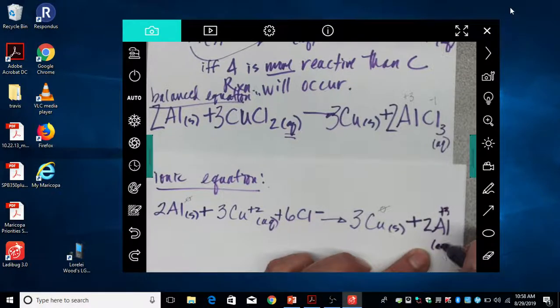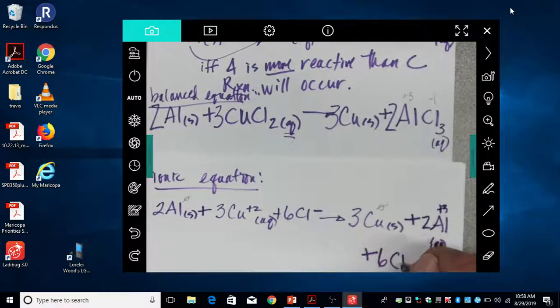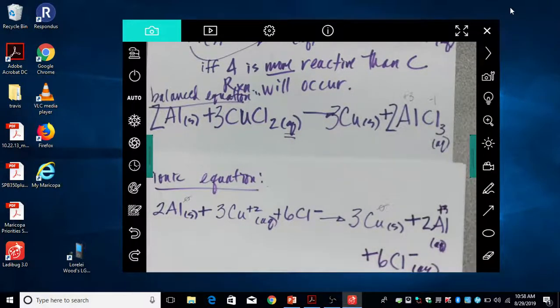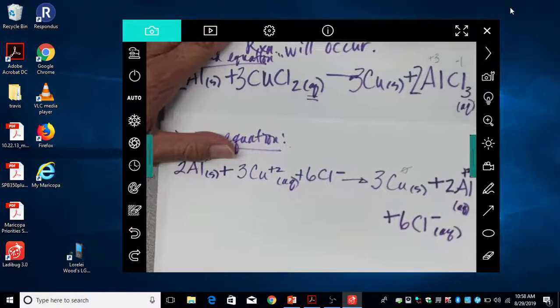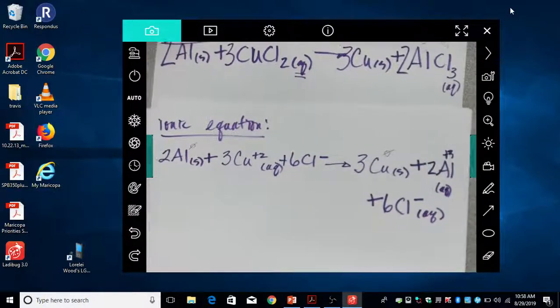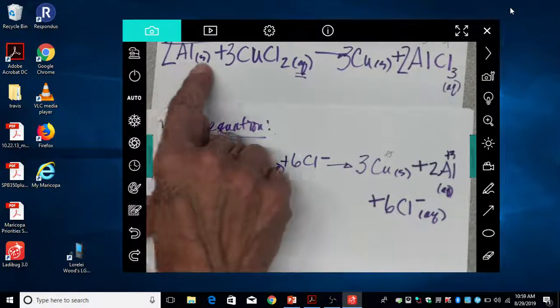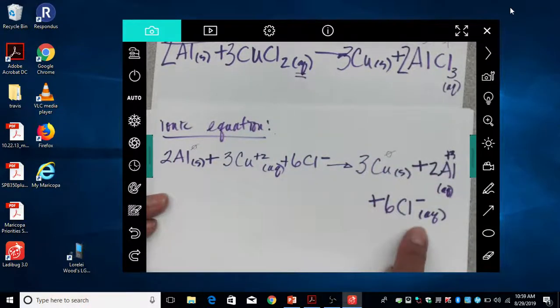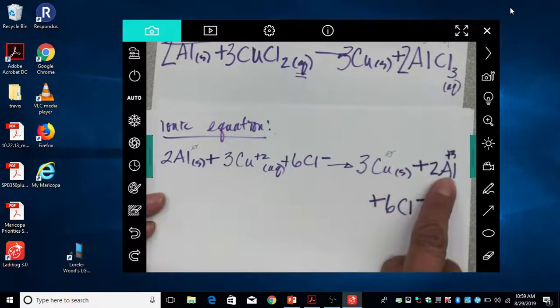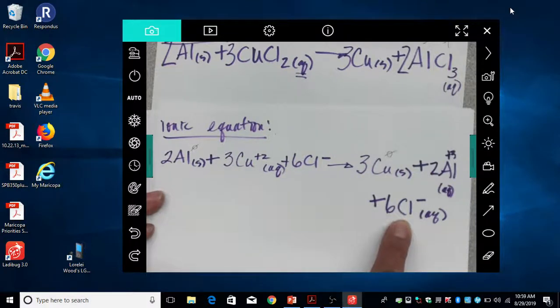Ran out of paper there. Aqueous solution. Plus, what else would I have? 6 chloride ions also in aqueous solution. Now, here's how you know if you're doing this right, when you're writing ionic equations from your balanced equation, and yes, you're going to have to do this on the next exam and probably on the homework. If it balances as a balanced equation, it should also balance as your ionic equation. Let's check that. 2 aluminums, 2 aluminums, 3 coppers, 3 coppers, 6 chlorines, 6 chlorines. Now, they change from atoms to ions or ions to atoms, and that's okay. It's just the basic number of things has to be the same, right?